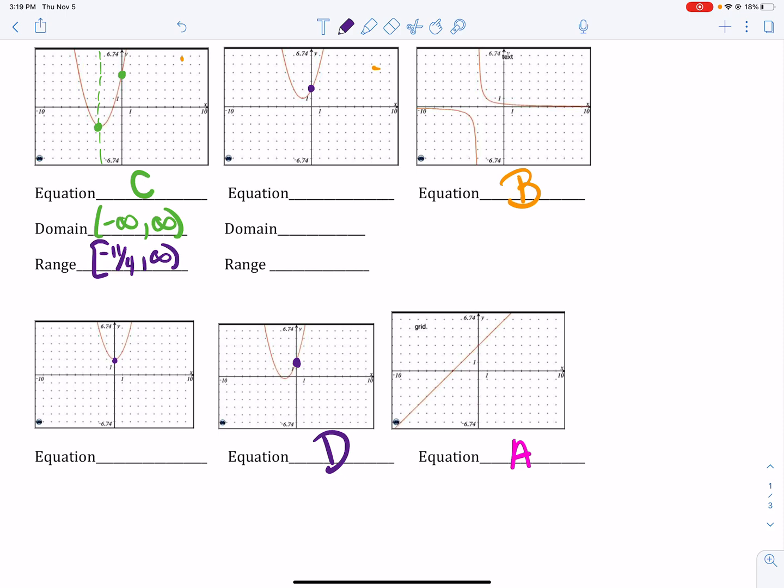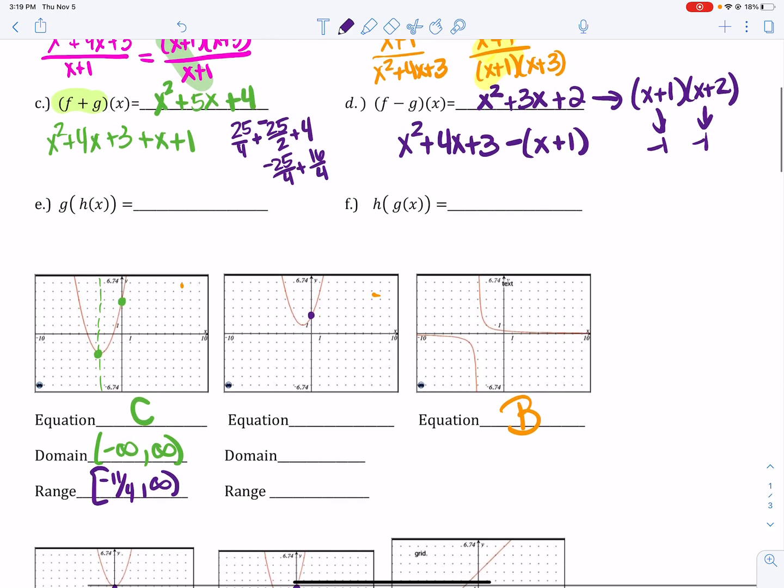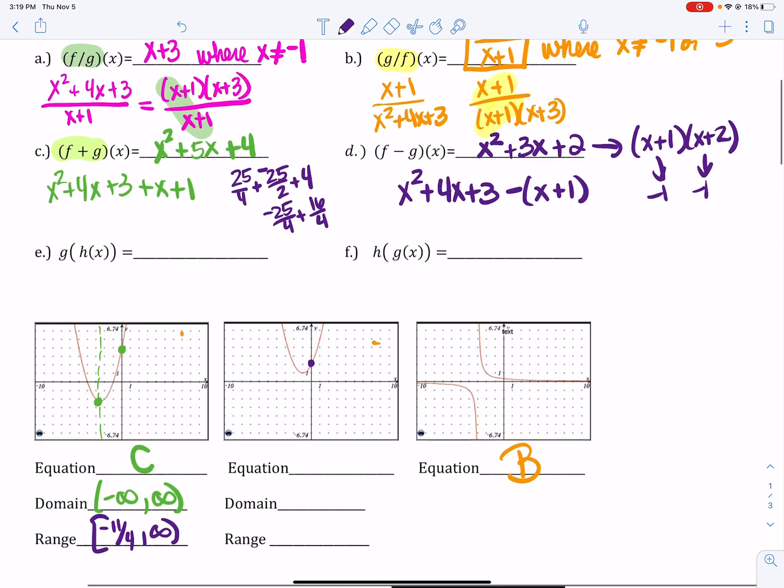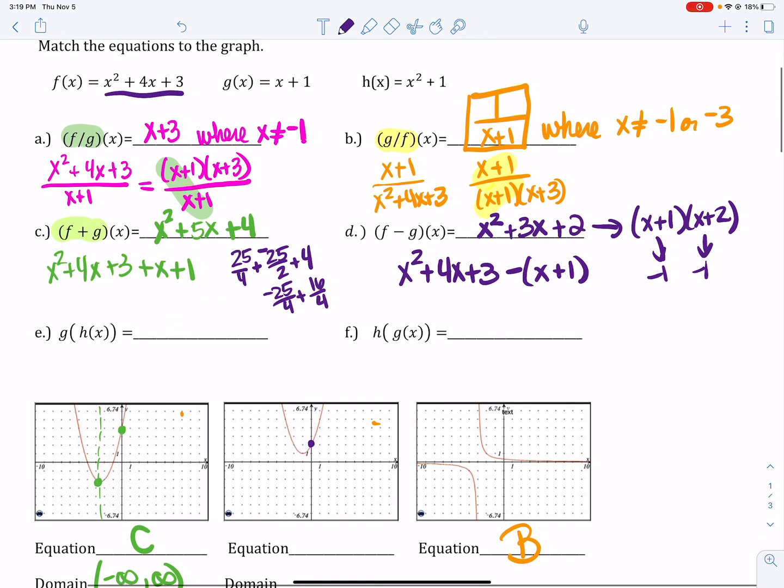And it doesn't ask for the domain and the range. So remember I said this is what your test is going to be similar to. It doesn't ask for the domain and the range.